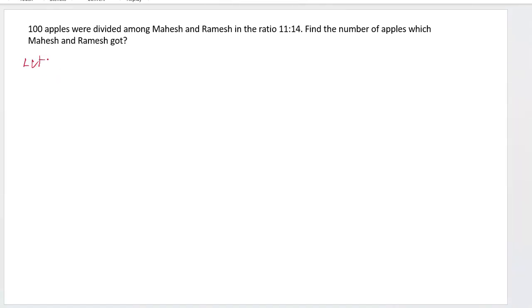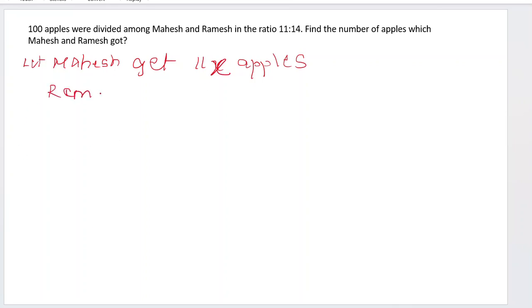Let Mahesh get 11x apples. We use the ratio 11:14 and we put an x attached to it to say let Mahesh got 11x apples. Similarly, let Ramesh get 14x apples. Now it was said that 100 apples were divided among Mahesh and Ramesh in the ratio 11:14.